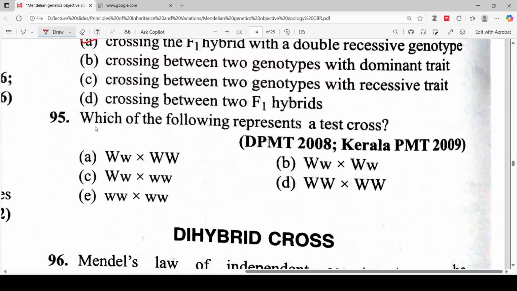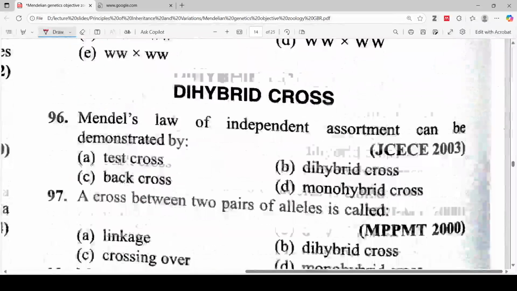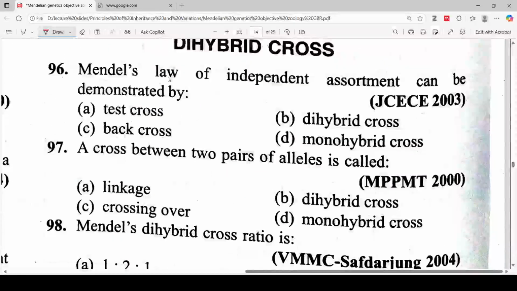Which of the following represents a test cross? So the correct answer is option C. Mendel's law of independent assortment can be demonstrated by. Option A.